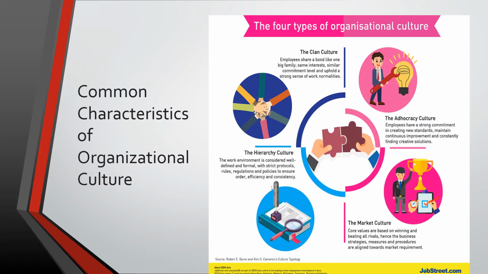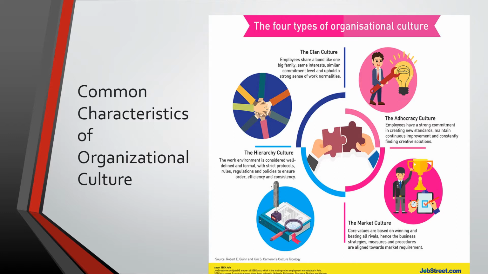The last one is the hierarchy culture. This hierarchy culture is based on stability. The work environment is considered well defined and formal. Within this culture, they have strict protocols, rules, regulations, and policies to ensure order, efficiency, and consistency. Employees value communication, formalization, and routine within this hierarchy culture.